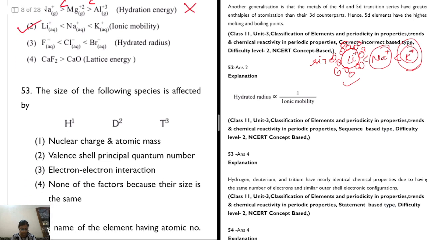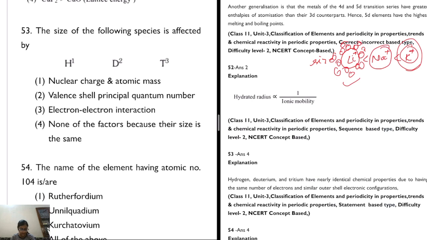Okay. So in the next question we have, the size of the following species is affected by. See, we know these are isotopes of hydrogen. Okay, and isotopes of hydrogen are not affected by nuclear charge and atomic mass, neither by valence shell principal quantum number n or electron-electron interaction. Why? Because of their same size. Okay, and that is why they have identical chemical properties.